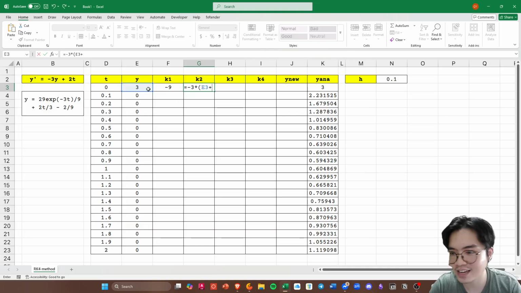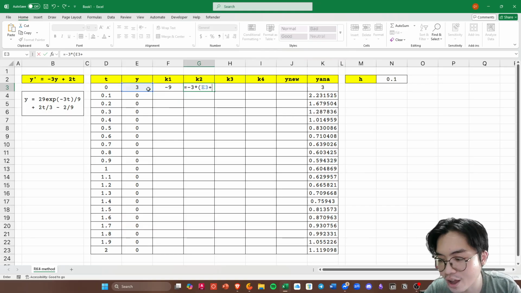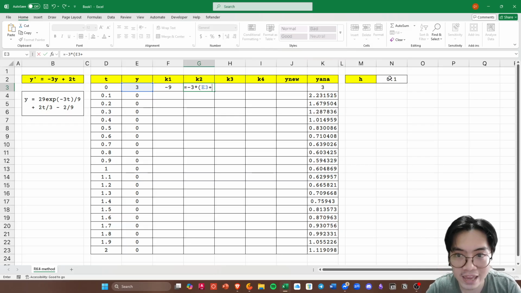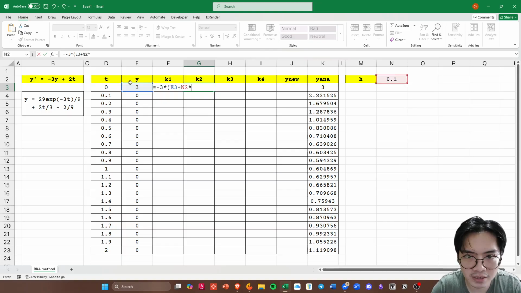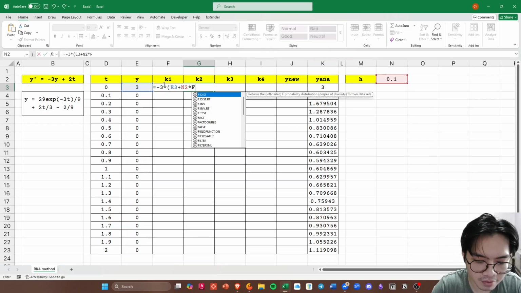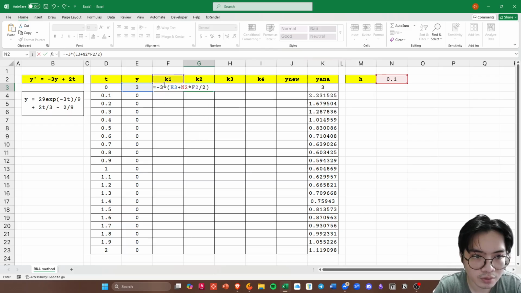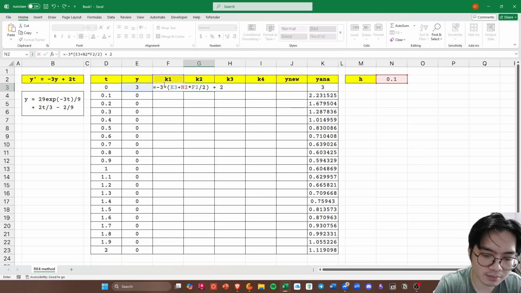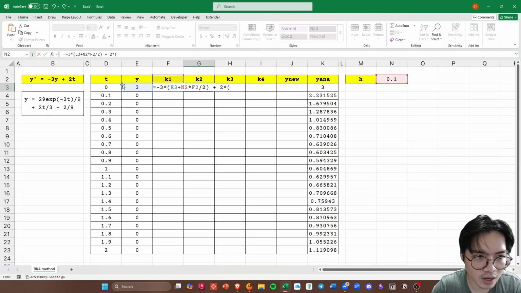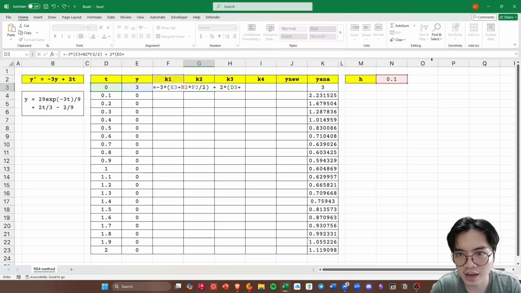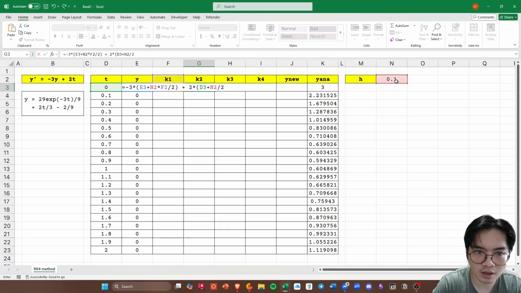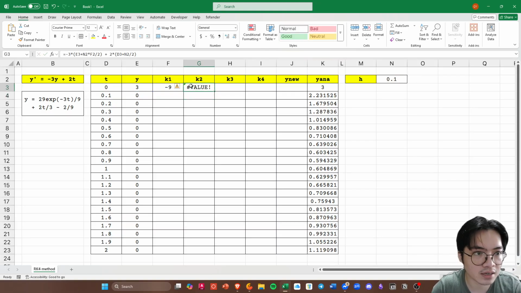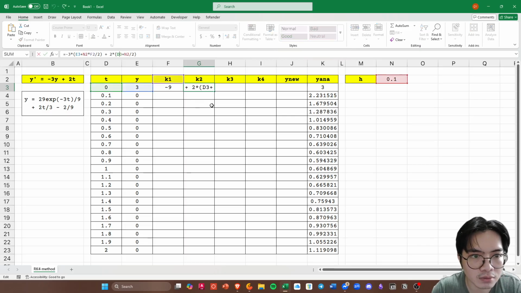H times K1 over 2. So, H times K1. Saan K1? This is F3 over 2. Plus 2 times this one plus H over 2. And what I will do here, kasi, ba't walang value?